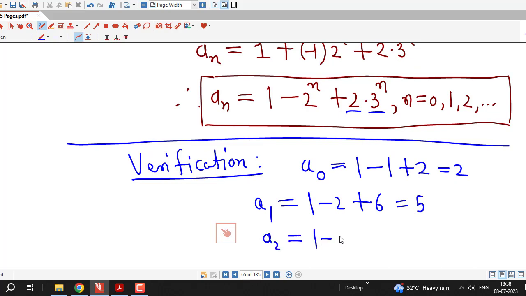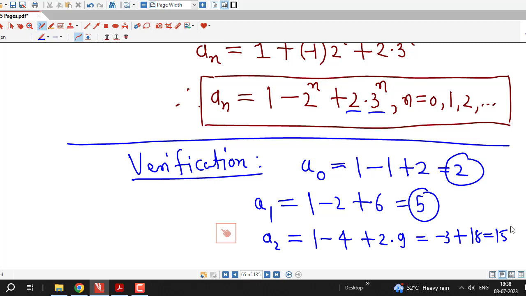So this is 1 minus 2 raised to 2, that is 4, plus 2 into 3 raised to 2, that is 9, and I have minus 3 plus 18, which is 15. We are given these values of a0, a1 and a2, and we obtain them by taking n equal to 0, 1, 2 in the solution which we have obtained. That means our solution is correct.